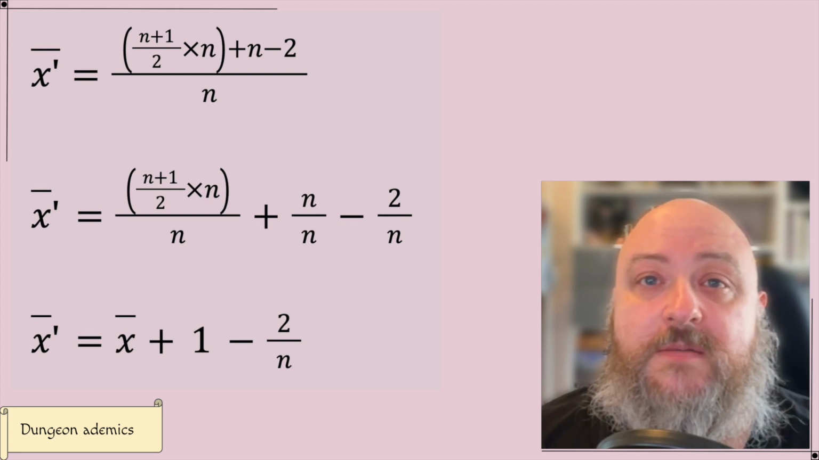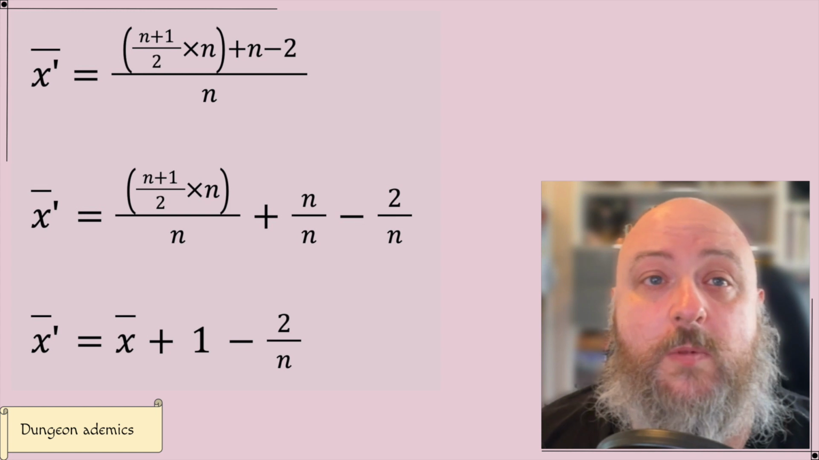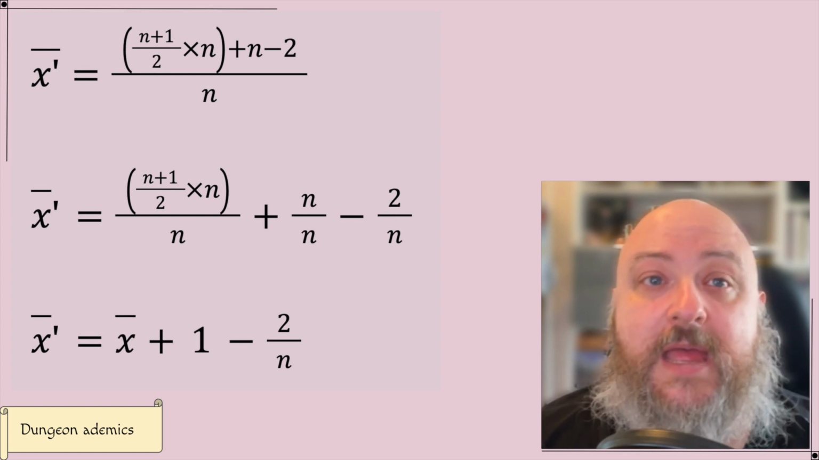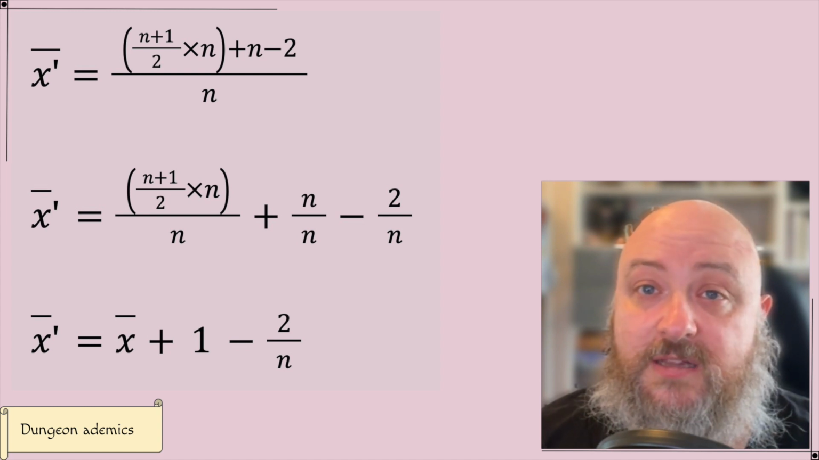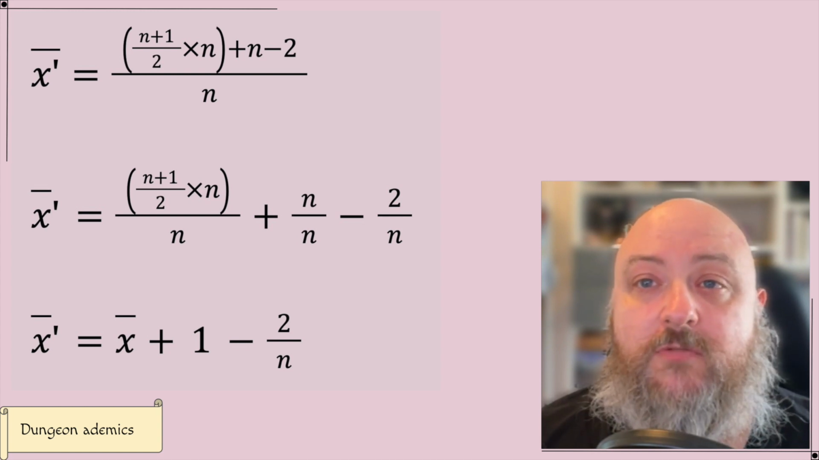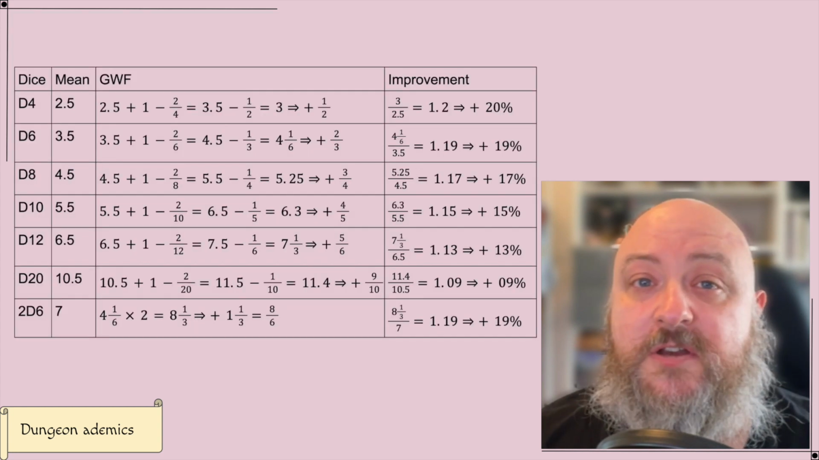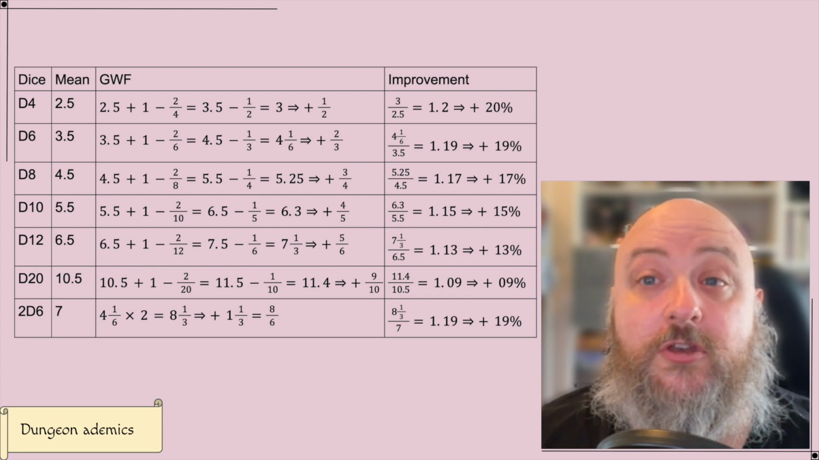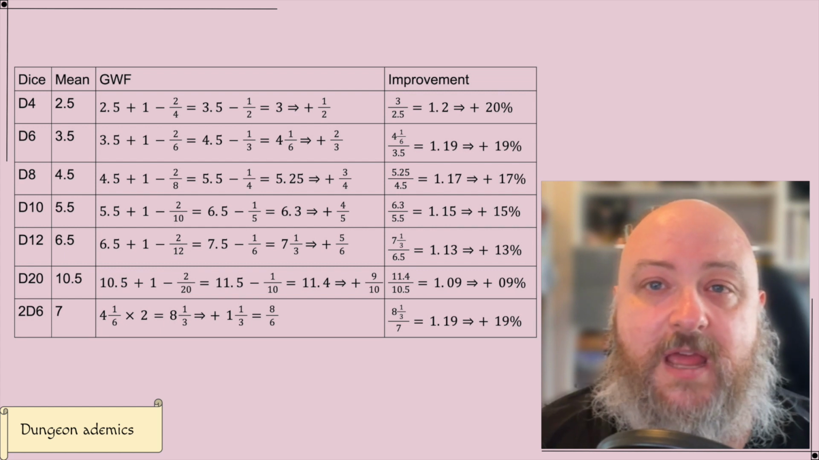The modified mean for a dice, when re-rolling 1s and 2s, is the normal mean, plus 1, minus 2 over n. This means for every dice there is a small bonus, a little less than 1, earned by re-rolling 1s and 2s. I have compiled a list of modified means in this table, showing the original mean, the new mean, and both the absolute and proportional increases in damage.